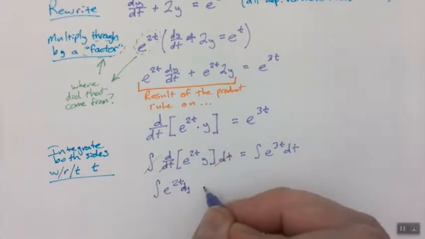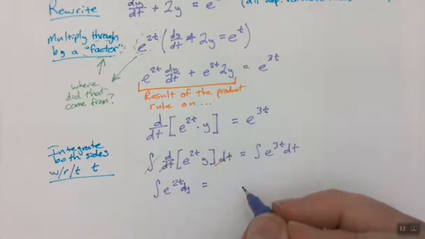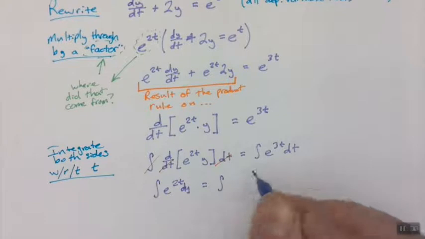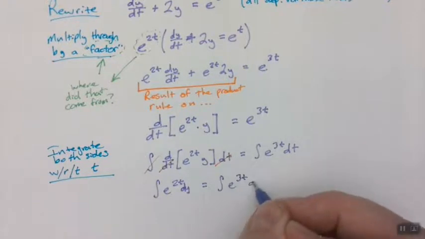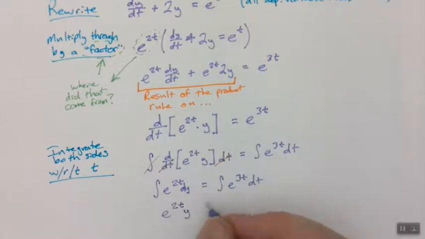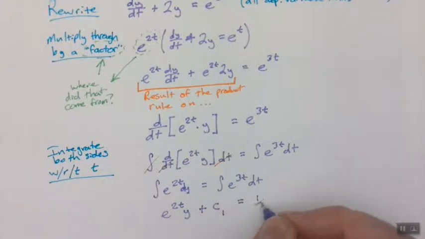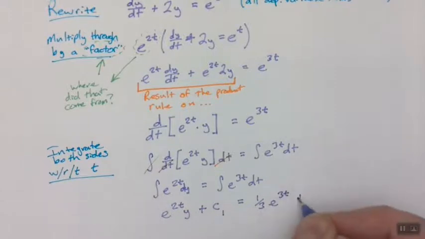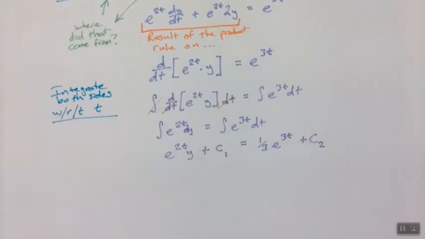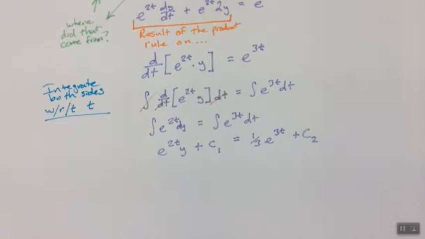What we're really doing is integrating on the left-hand side with respect to y. That's what was manipulated. On the right-hand side, we're integrating e to the 3t with respect to t. And so on the left-hand side, we wind up with e to the 2t y plus some constant of integration. And on the right-hand side, we wind up with 1/3 e to the 3t plus some other constant of integration. Again, we're labeling them C1 and C2 and keeping those straight for bookkeeping purposes.